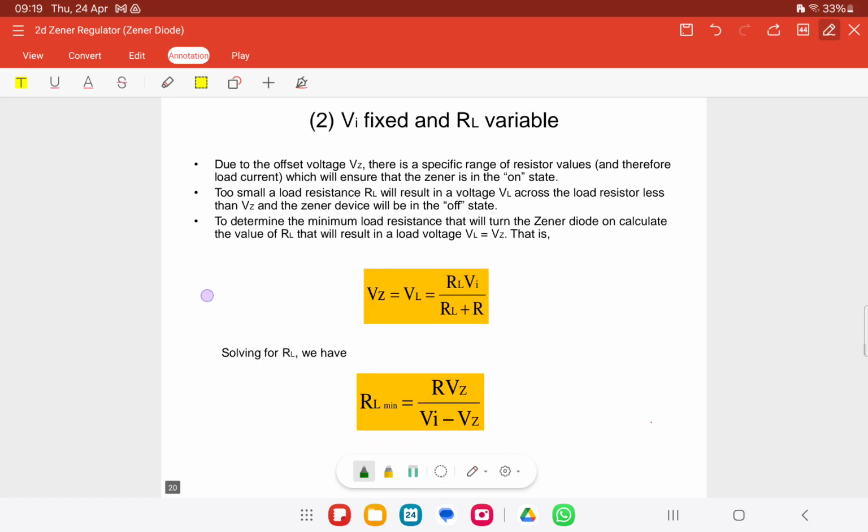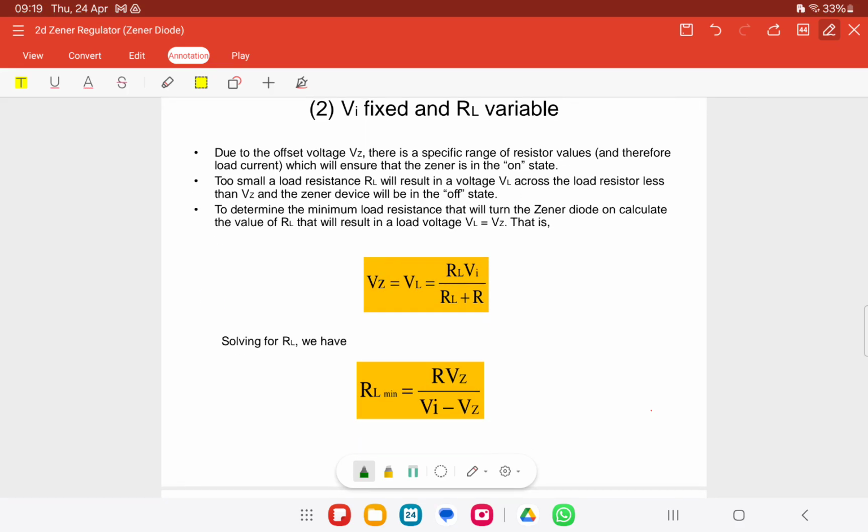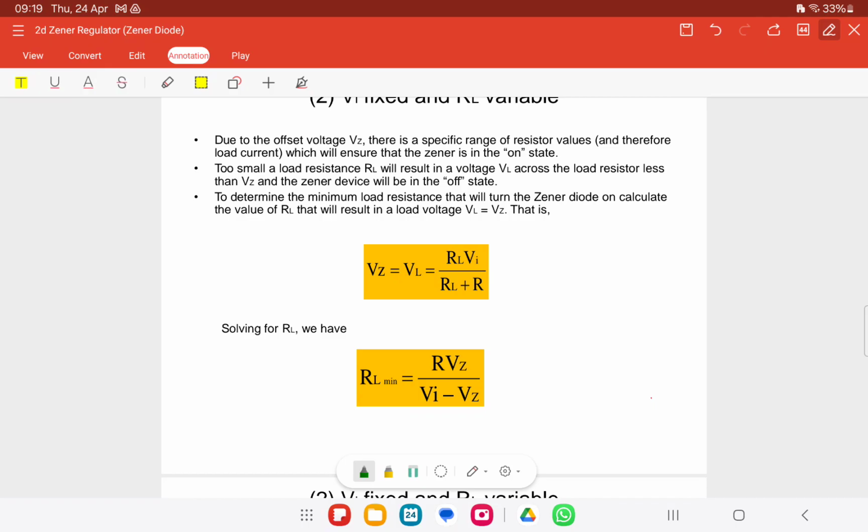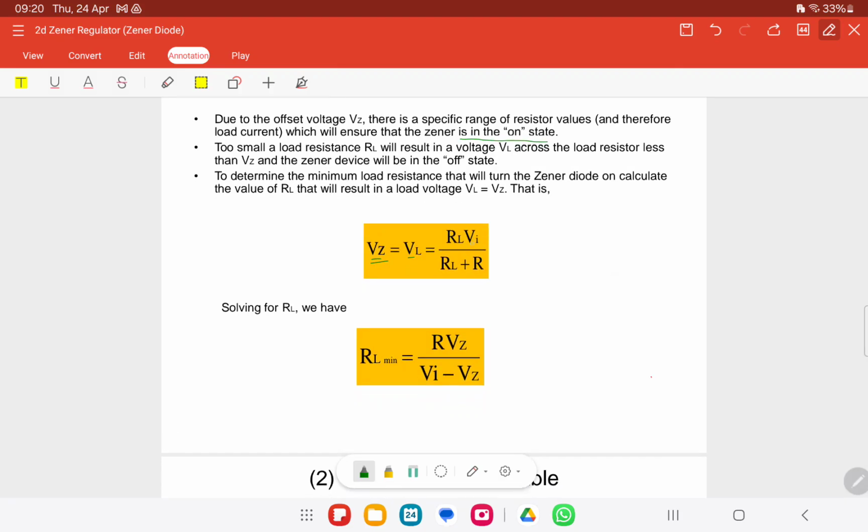Okay, so the second condition still same circuit. Circuit dia sama je. For the second condition, we assume it is on. Boleh juga you kira it is either the diode on ataupun off. Okay. Alright. So now sama juga, we want to get the value of the VZ equals to VL. RL, the supply, the voltage divider lah, RL over RL over R total multiply with the V in ataupun V supply.